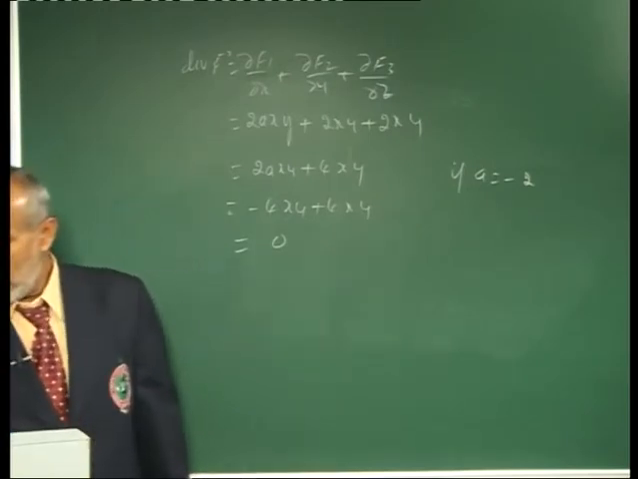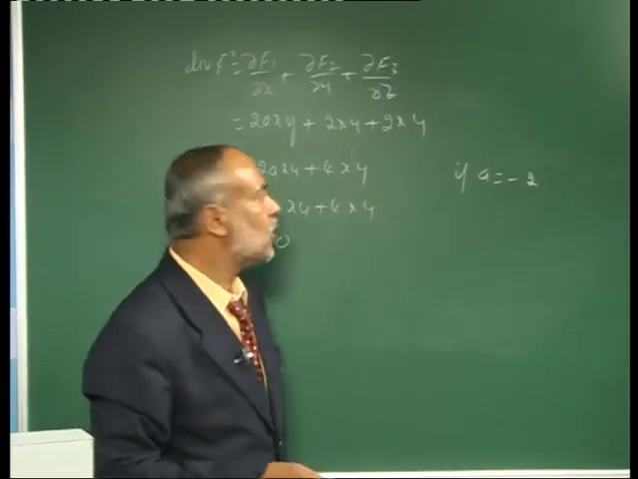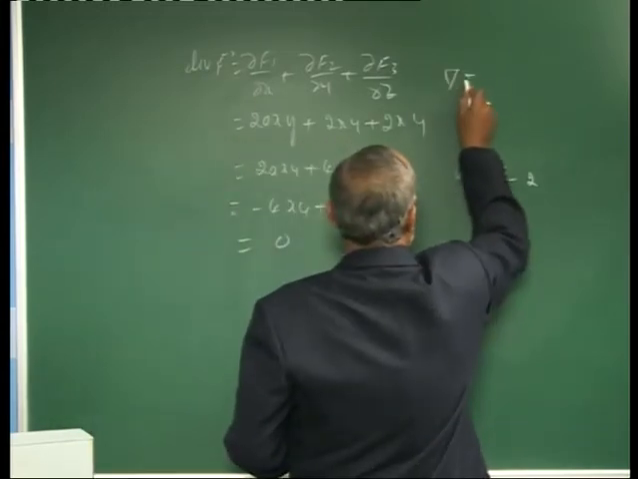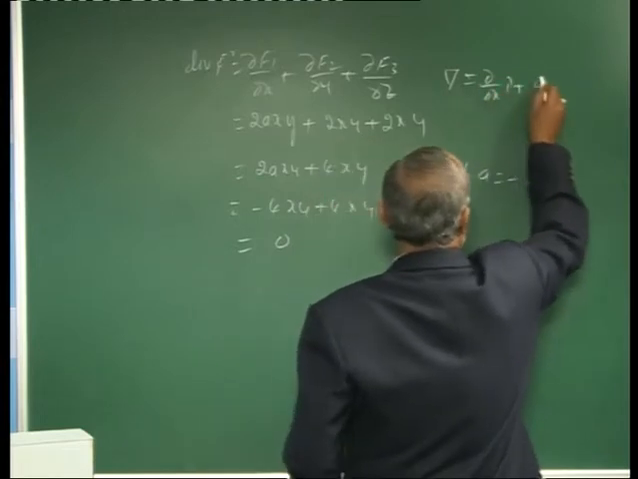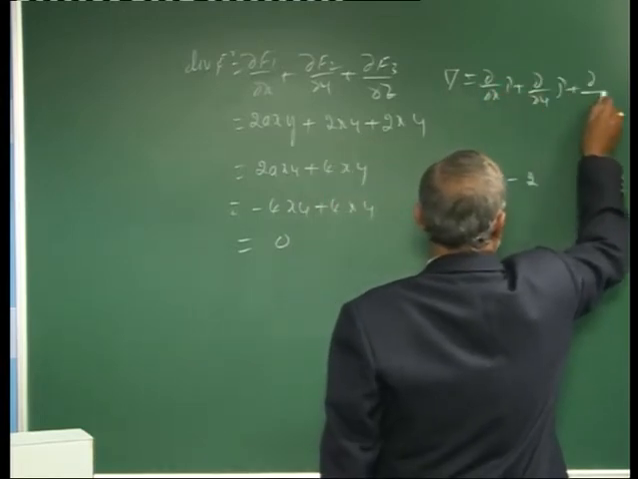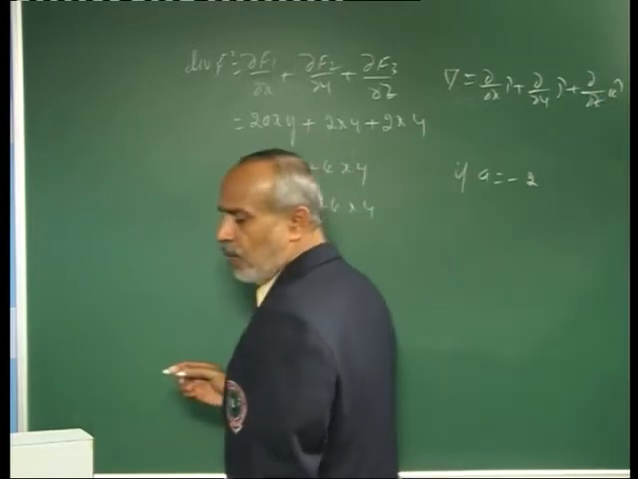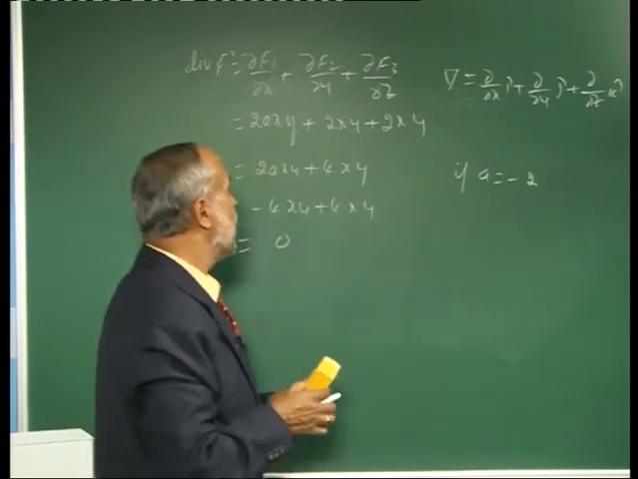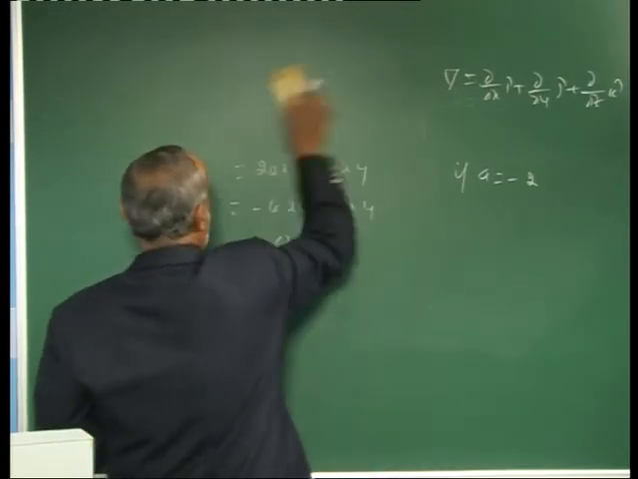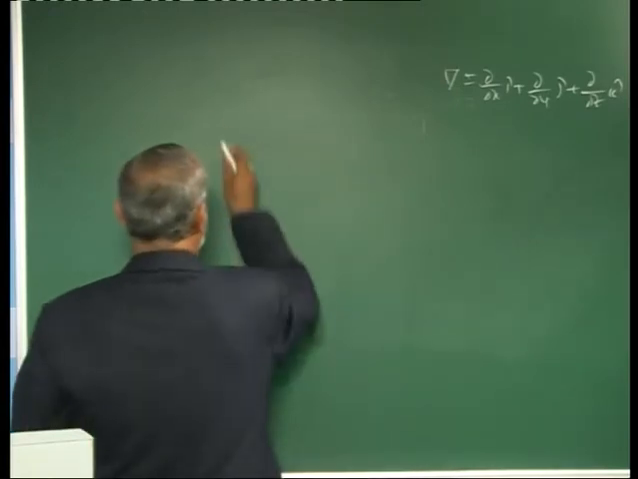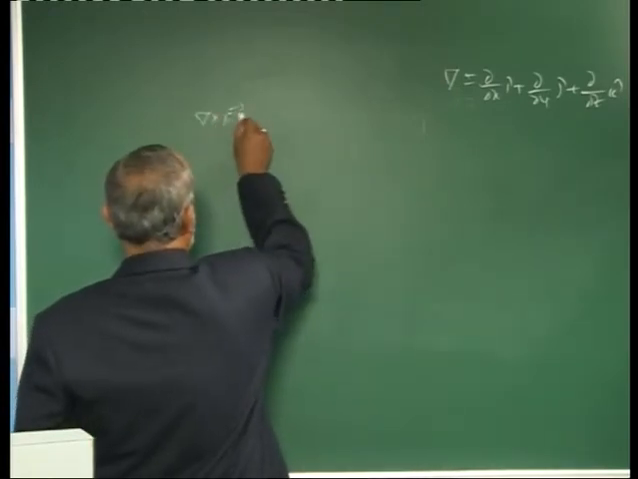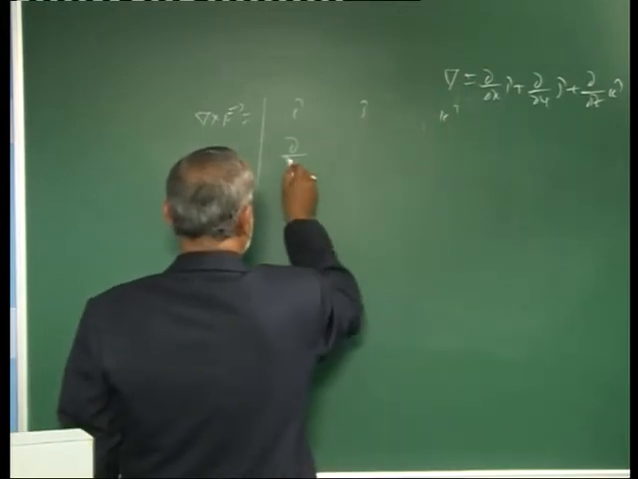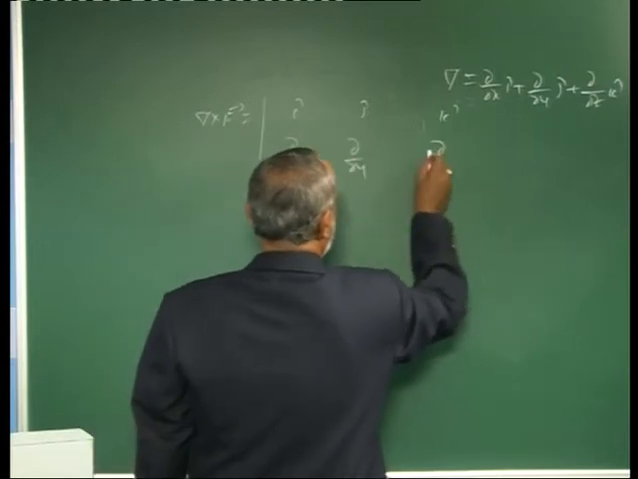Now we have to find the curl of f vector. Curl f vector means you know del. Del is equal to dou by dou x of i vector plus dou by dou y of j vector plus dou by dou z of k vector. This is the differential operator, that is, del is called the differential operator. Then f vector is given in the problem, so you can find the curl of f vector. Curl, del cross f vector, equals the determinant with rows i vector, j vector, k vector; dou by dou x, dou by dou y, dou by dou z.